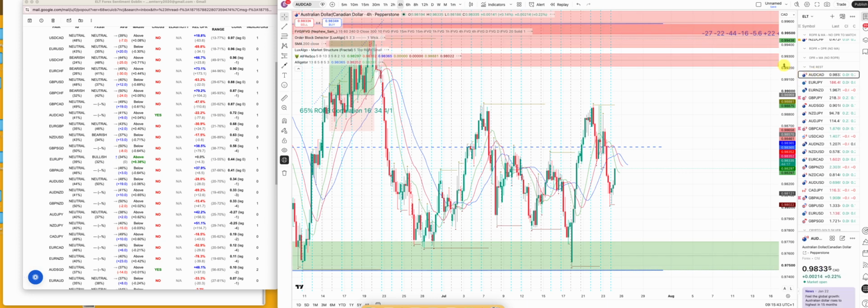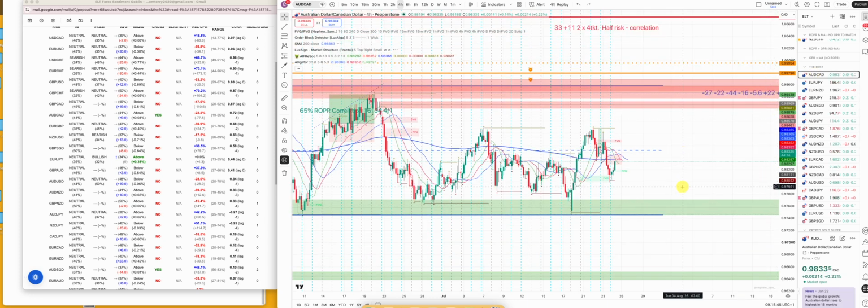Okay, Aussie CAD, do like to trade it. Ooh, heck. Neutral minus 22. Oh, they're bouncing about all over the place, aren't they?